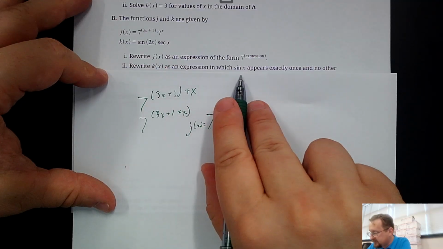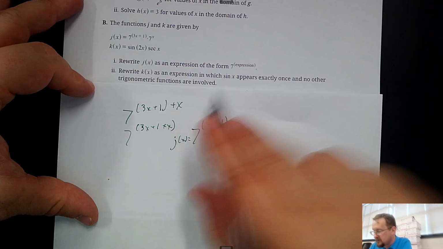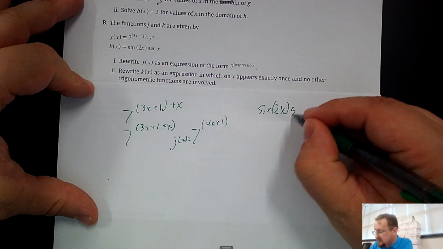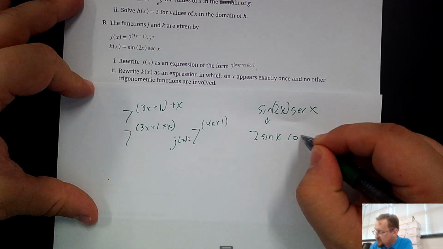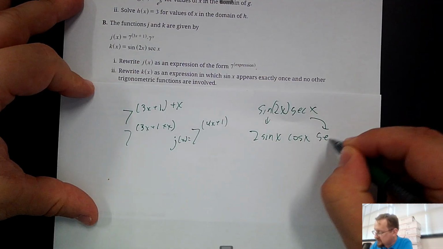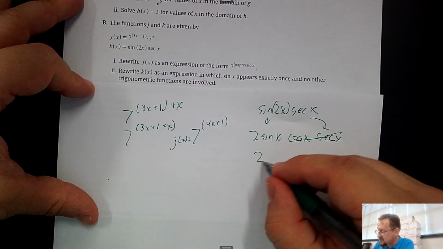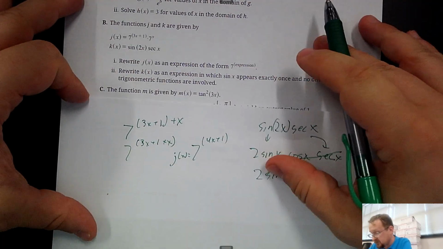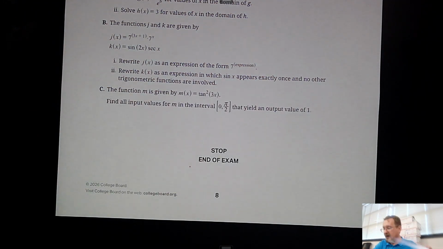Rewrite k as an expression in which sine appears exactly once and no other trigonometric function. So basically you're taking sine of 2x times secant x, and you're supposed to say that sine of 2x is 2 sine x cosine x, and then you get your secant x right here. But cosine and secant are reciprocals, so they die out, so you just get 2 sine x. All right, we're just having a function party today. Functions all over the place.